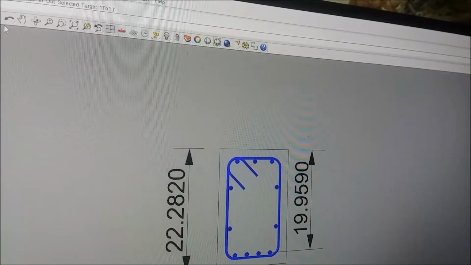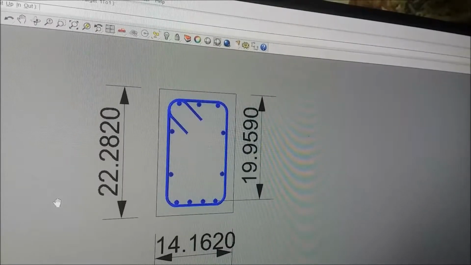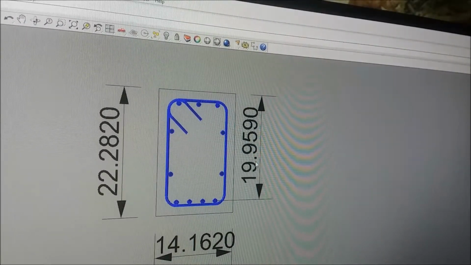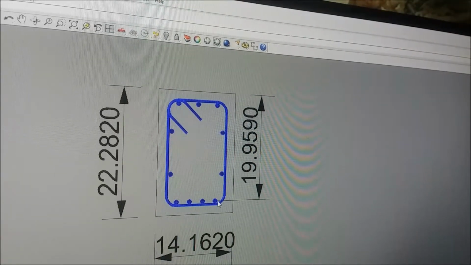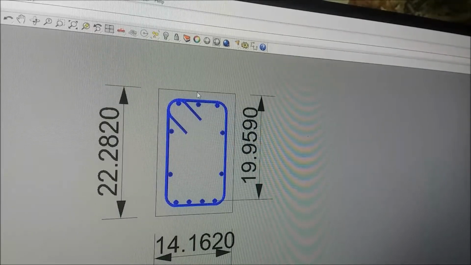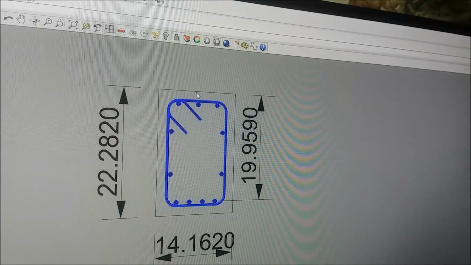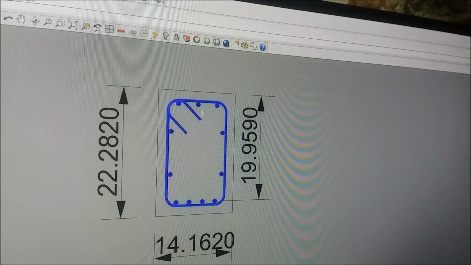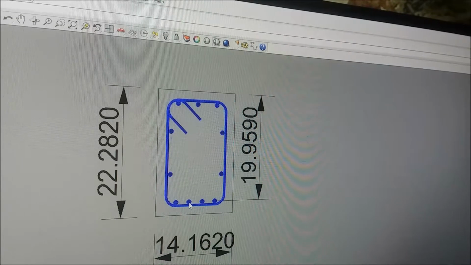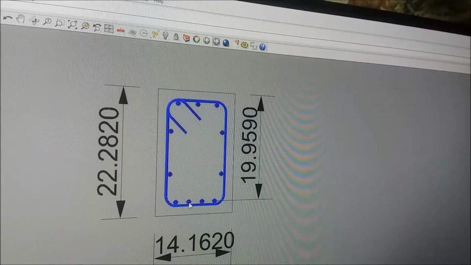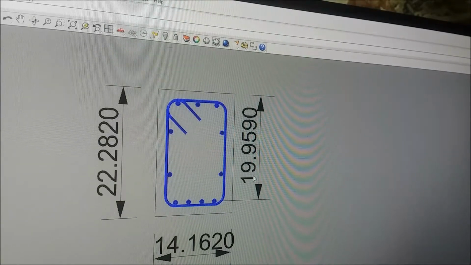So, there's your 19.96959. That's in the center of the rebar to the surface, which would crush if it was pushing down from the top. So that's your lever arm. We know how many total pounds it is. If we divide it, we know how many pounds we have to resist, and if we divide it by the distance, we come out with the pounds of the steel.